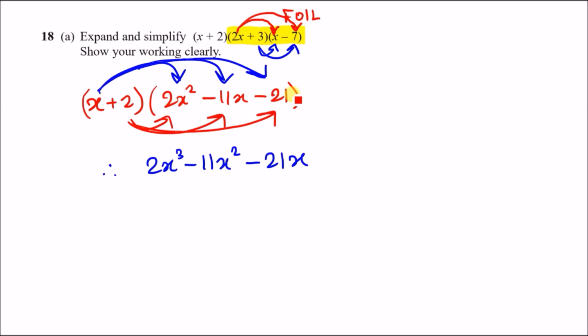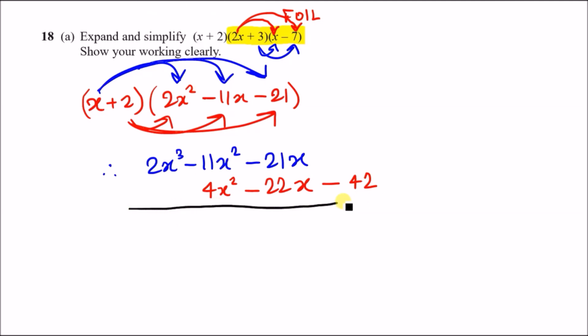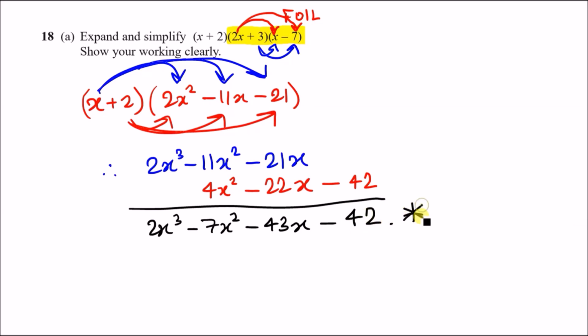Next, I'll change the color of the pen. You can multiply everything by 2 now. 2x squared times 2 is 4x squared, so I'm going to carefully line it under the x squared column. That way it makes adding easier. 2 times -11x is -22x. And lastly, 2 times -21 is -42. Now we just collect like terms. I usually put a line like this and add downwards. 2x cubed is just 2x cubed. -11x squared plus 4x squared is -7x squared. -21x minus 22x is -43x. And finally, just -42. And that's literally done.